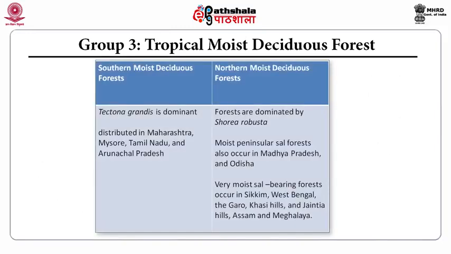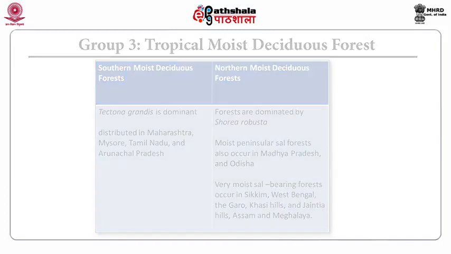So, we will compare the tropical moist deciduous forests of the southern and northern regions. The southern moist deciduous forests are dominated by Tectona grandis, whereas the northern moist deciduous forests are dominated by Shorea robusta. The very wet, moist sal forests occur in Sikkim, West Bengal, the Garo, the Khasi hills, the Jaintia hills, Assam and Meghalaya.